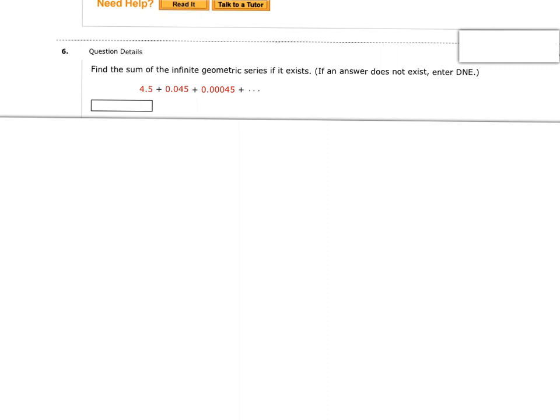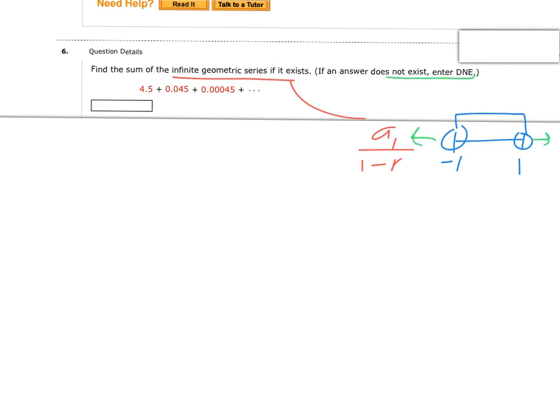All right, this one's asking us for the infinite sum, infinite geometric series. So the formula for that one is a1 over 1 minus r, but only if r is between -1 and 1. If r is not in between -1 and 1, if it's anywhere out here or out there, that's going to be when it does not exist, when your r values are outside of that range from -1 to 1. So let me check this one out.